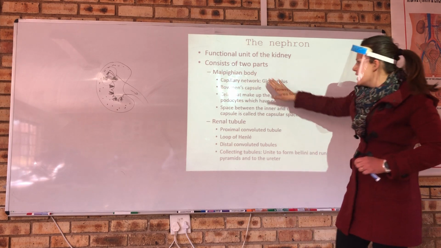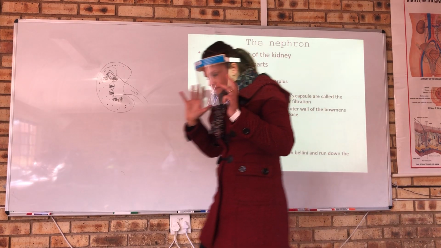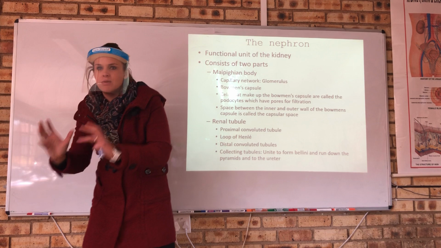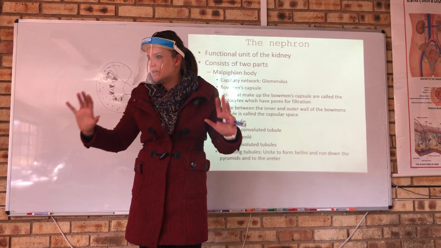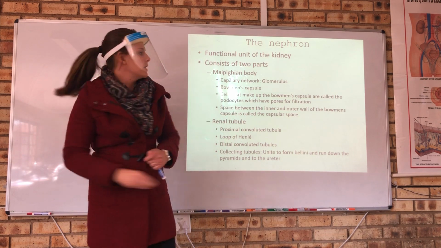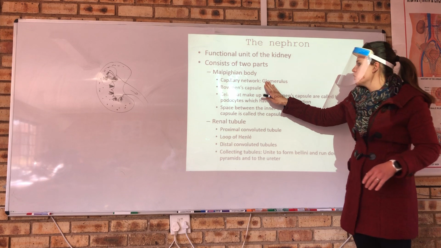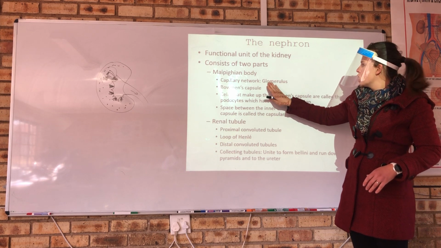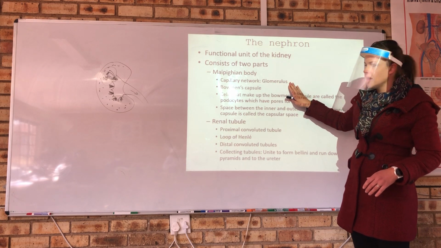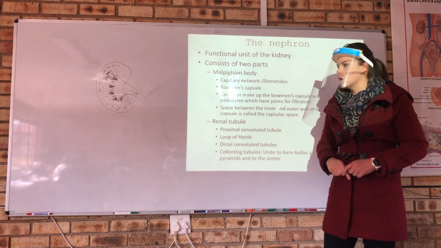Malpighian body. In the Malpighian body, we have a capillary network. Okay? Very simply, grade 11s, a capillary network is a capillary network. Do you understand what a capillary network is? Yes. It's just blood vessels. Now, this specific capillary network has a special name. And that special name is called the glomerulus. Glomerulus. Okay? And the glomerulus fits inside what we call the Bowman's capsule.